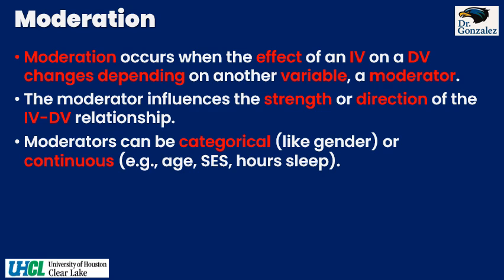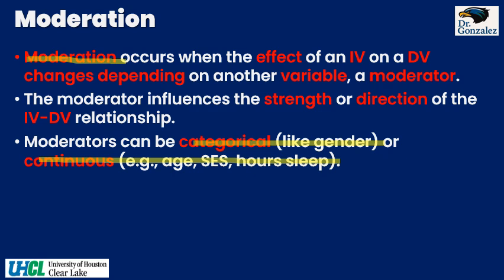Another effect that happens is moderation. Moderation happens when the effect of an IV on a DV changes depending on another variable, like a moderator. That moderator will influence the strength or the direction of that relationship. So maybe you have a moderator that's categorical, like gender, or maybe it's continuous, like sleep.